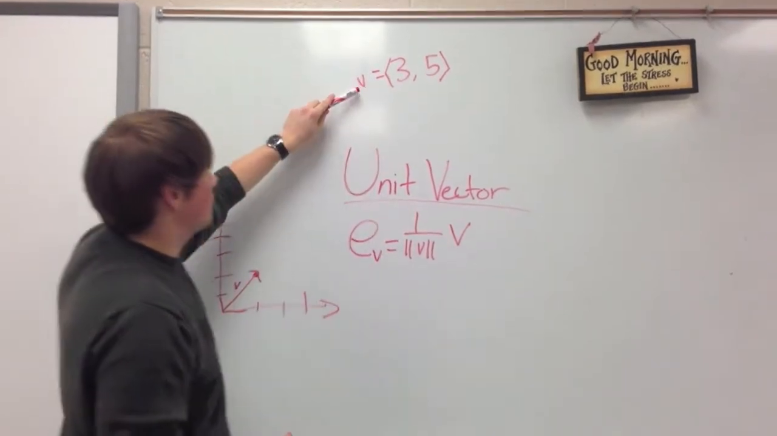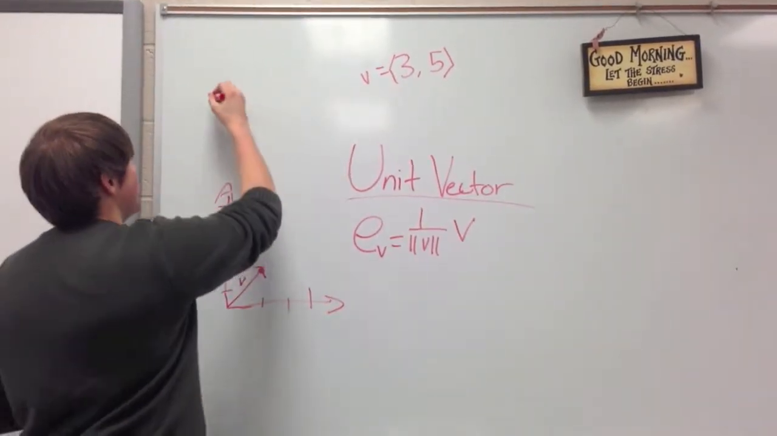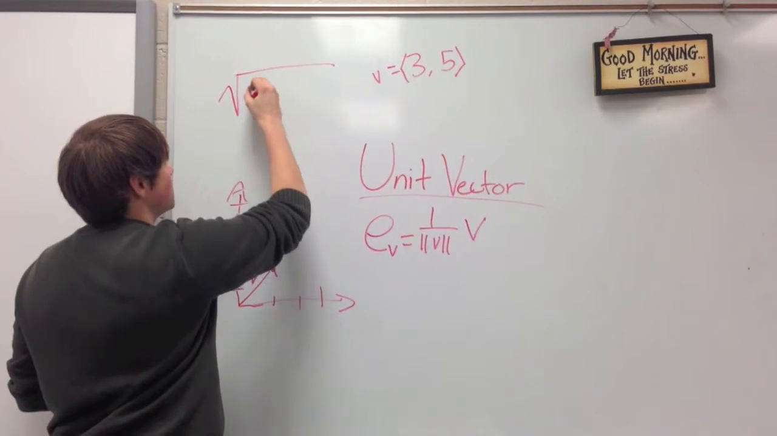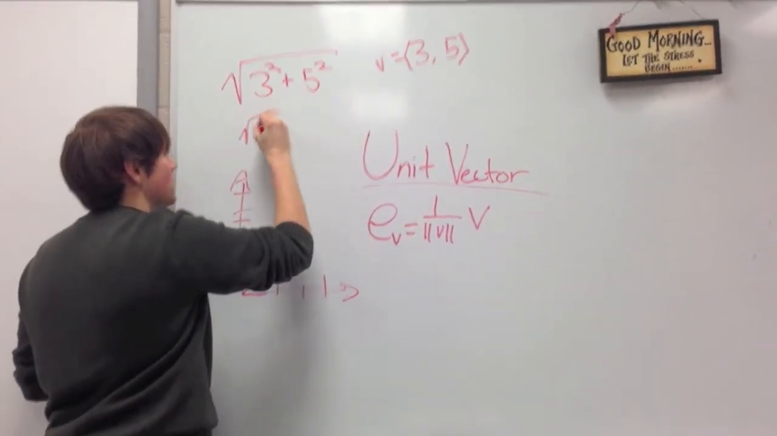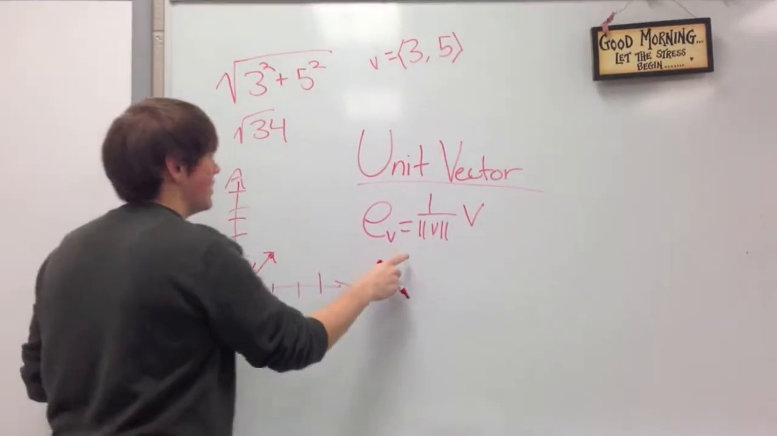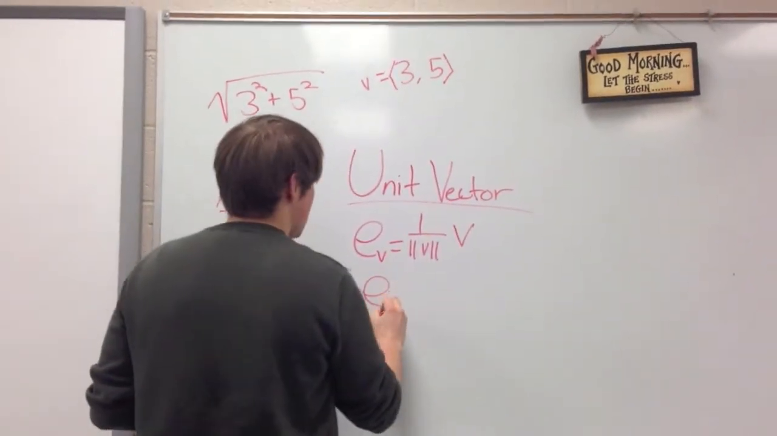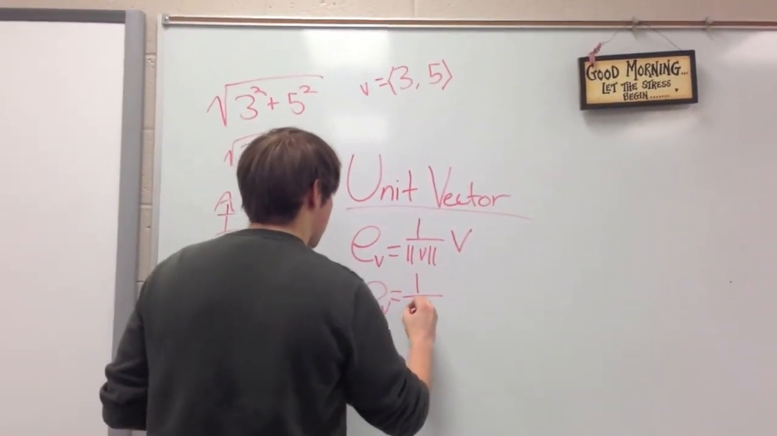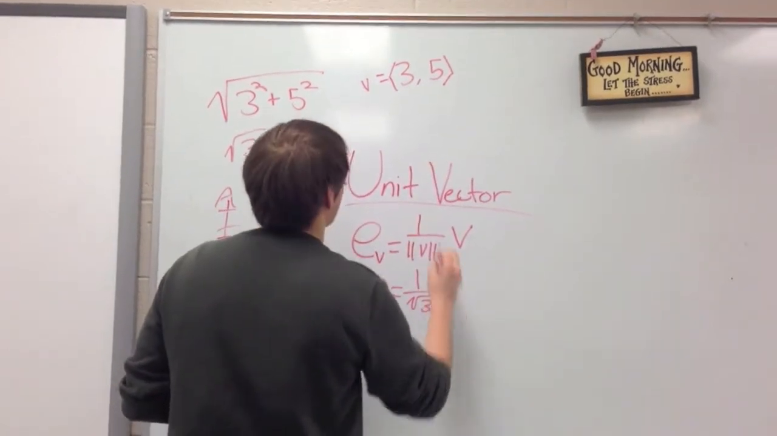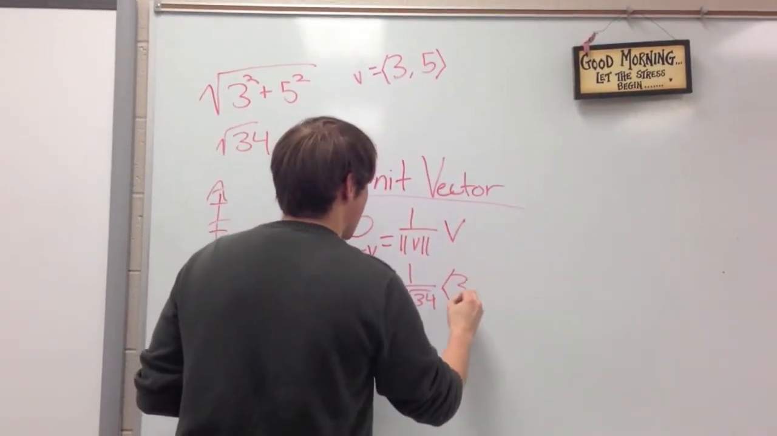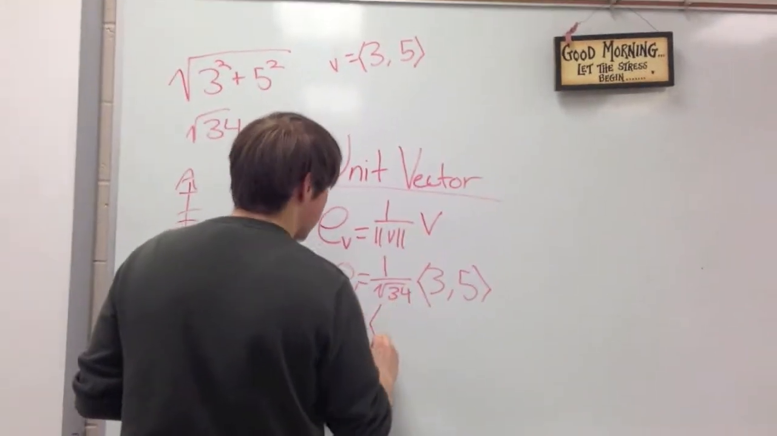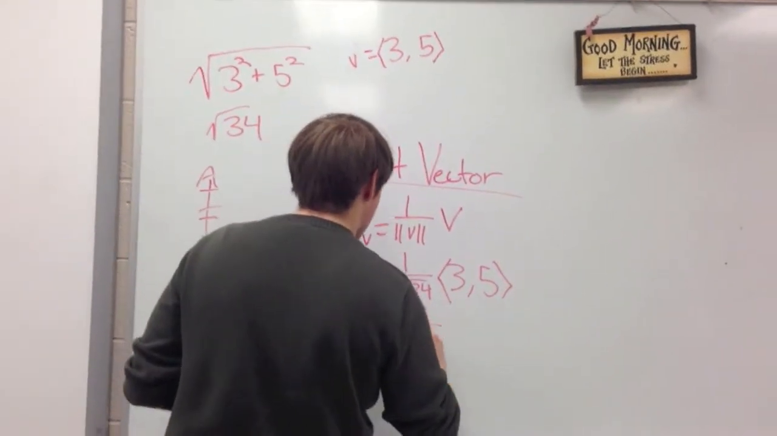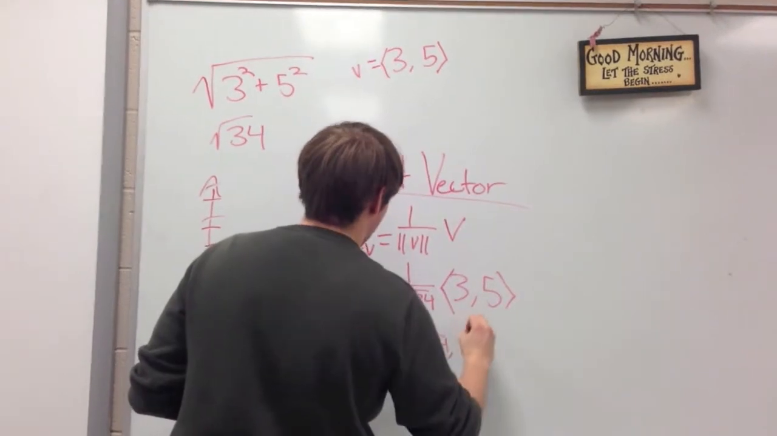So if we have vector v here, which is 3, 5, we'll find the magnitude of that vector, which is 3 squared plus 5 squared. This is root 34. And if we use our formula right here, our new unit vector of v is going to be 1 over root 34 for vector v, which is 3, 5. We have our new vector, which is a unit vector of 3 over root 34, 5 over root 34.